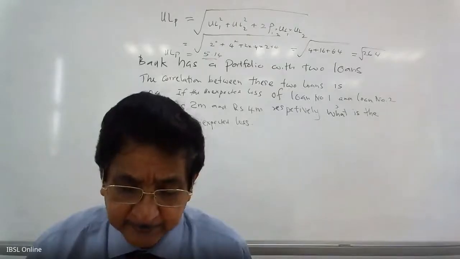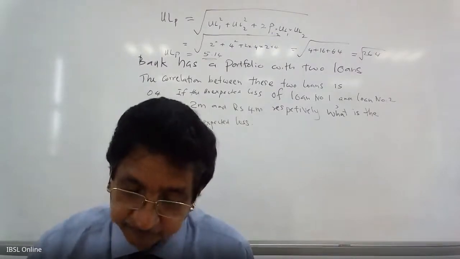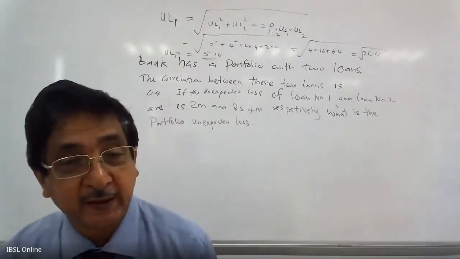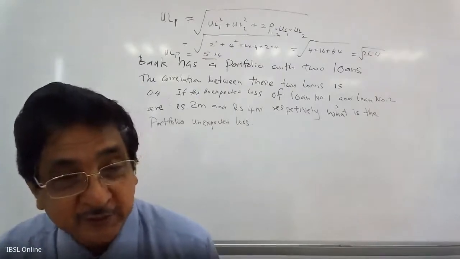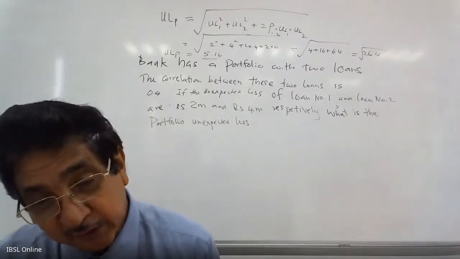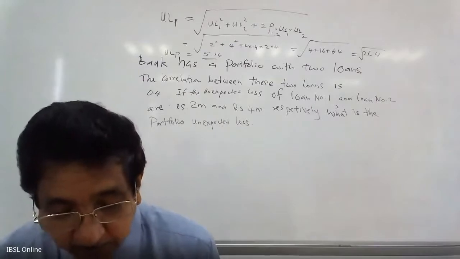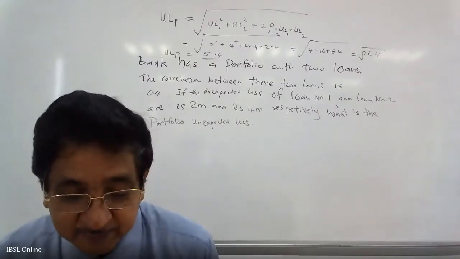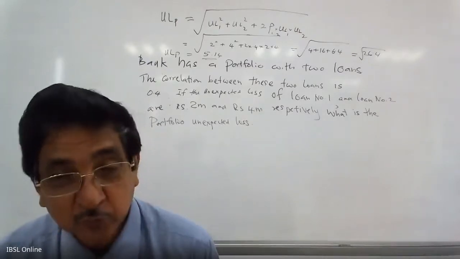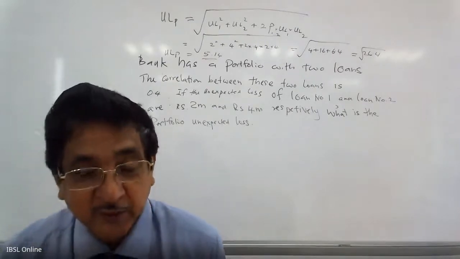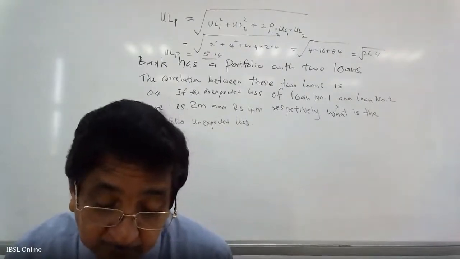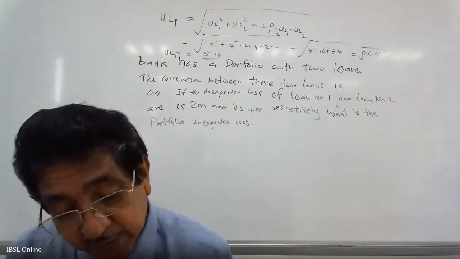4.65. 4 point. Now it's like this, no? The first two things have no change. That is 2 squared plus 4 squared. 2 squared is 4, 4 squared is 16. 16 plus 4 is 20. Then plus 2 into 0.1 into 2 into 4. That comes as 16 into 0.2, that is 3.2. 3.2 plus 20, that is 23.2. You get the square root of 23.2. That is 4.816. The answer would be 4.82.